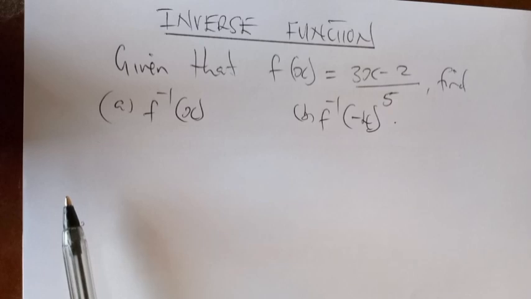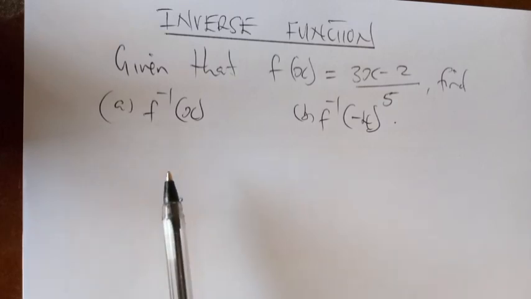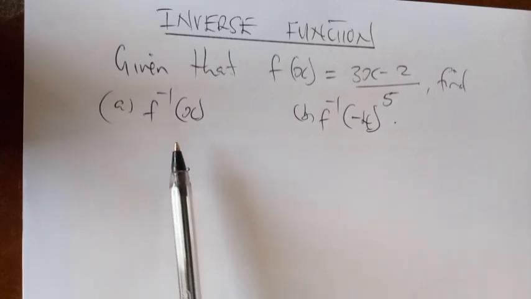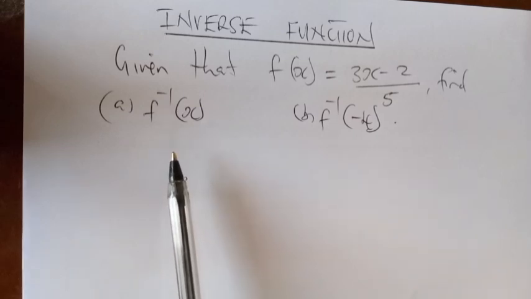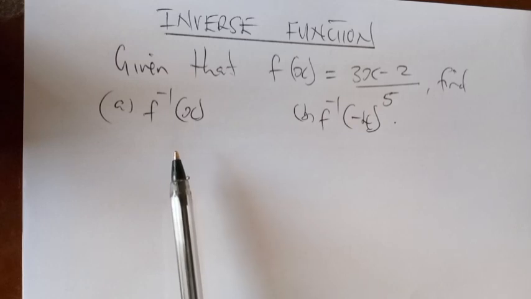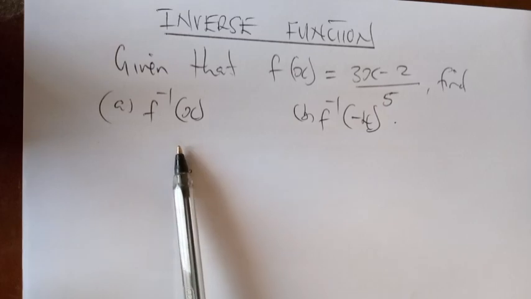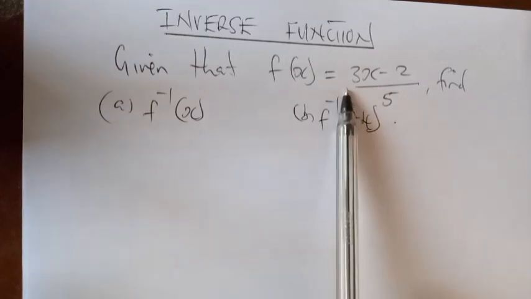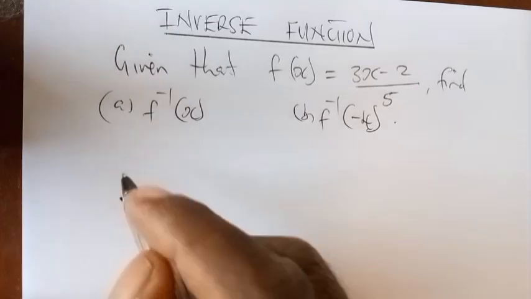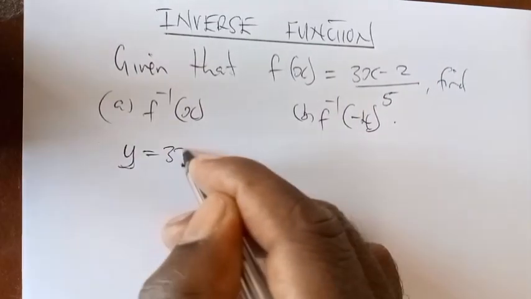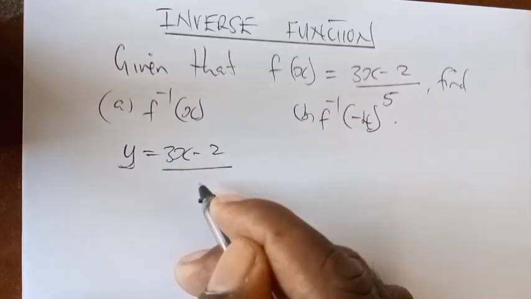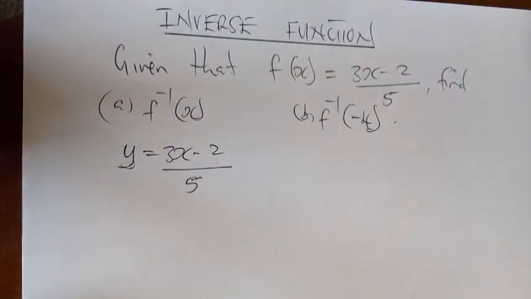For you to be able to get the inverse of any function, and here I'm talking about functions such as f of x, h of x, and g of x, you simply equate the function that you are given in the question to letter y and make x the subject of the formula. So for this one here, we are going to equate it to letter y. So we are saying letter y is equal to 3x minus 2, everything divided by 5. Then we make x the subject of the formula.